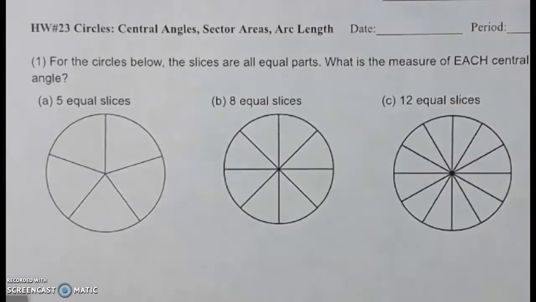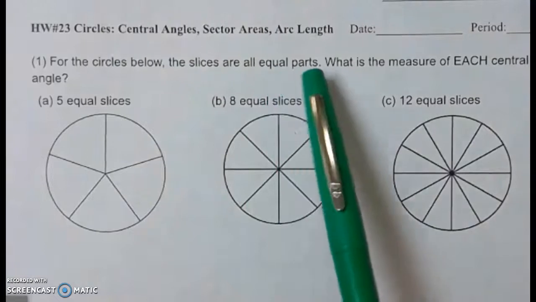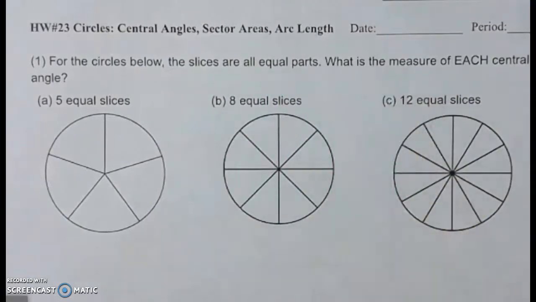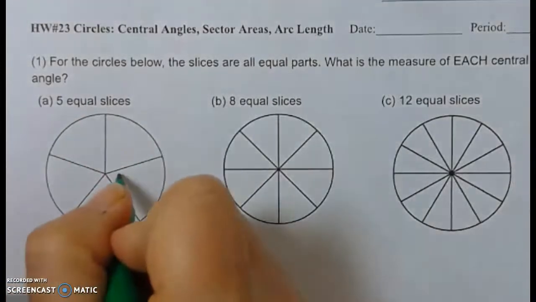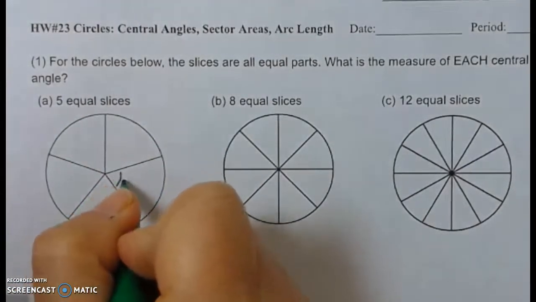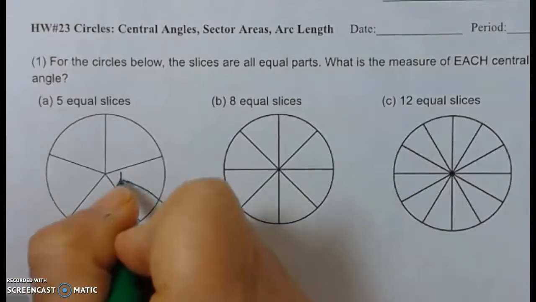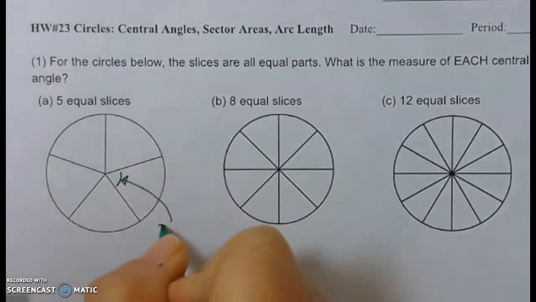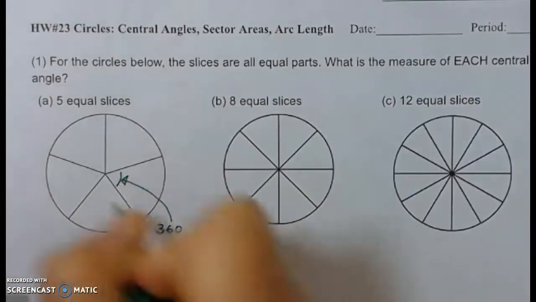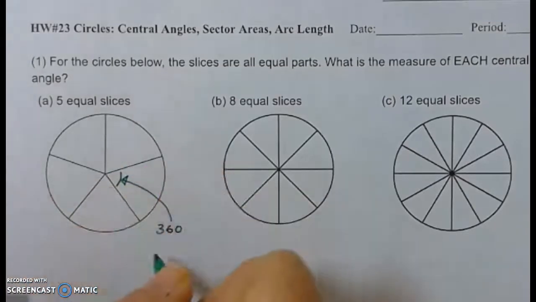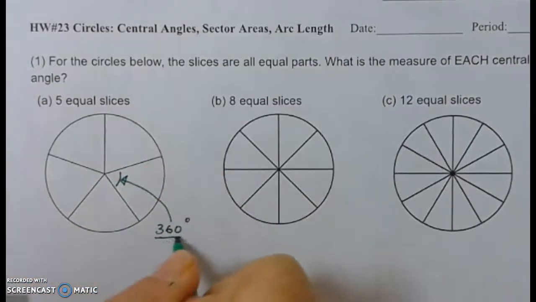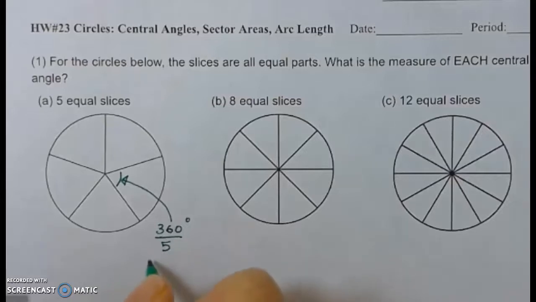Let's begin. For the circle below, the slices are all equal parts. What is the measure of each central angle? Well, if we have 5 equal slices, what is this angle here? This angle is going to be 360 degrees. That's 360, the whole revolution. One full revolution is 360 degrees divided by 5, and that is going to be 72 degrees.